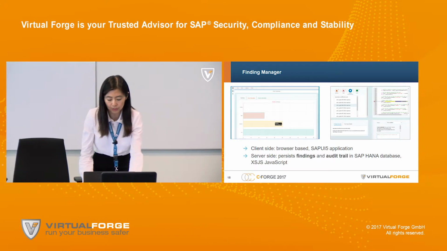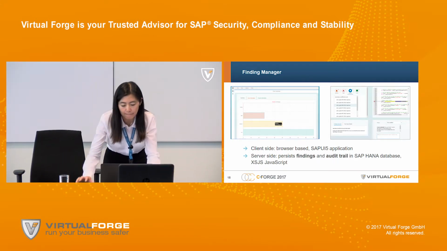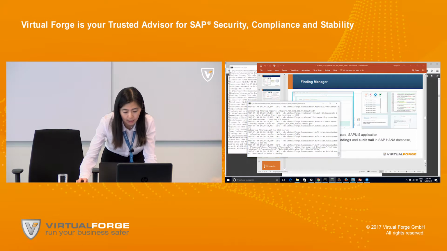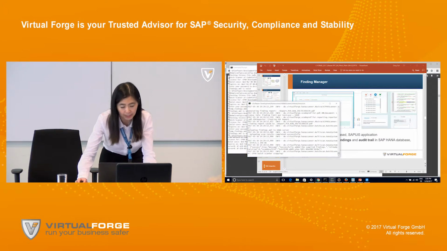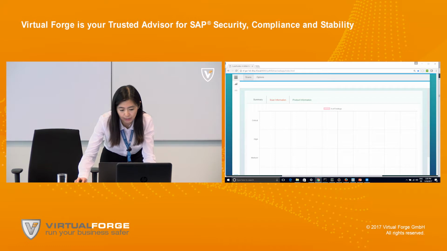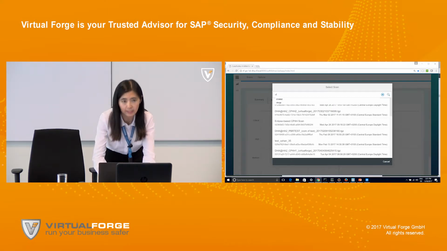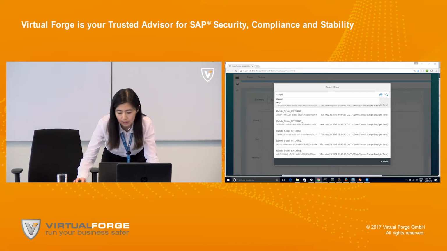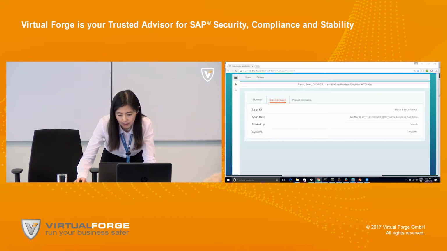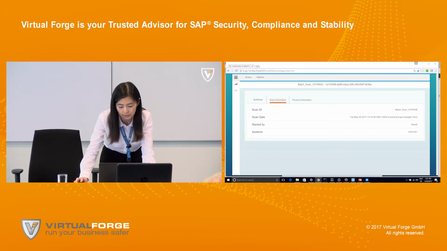Let me show you the finding manager in action. The batch scanning has just completed. Let me log on to the finding manager and look for the scan. I give the scan the name CP4H. I think it's 2019, around this time. Yes, so we just performed the batch scan, CP4H.